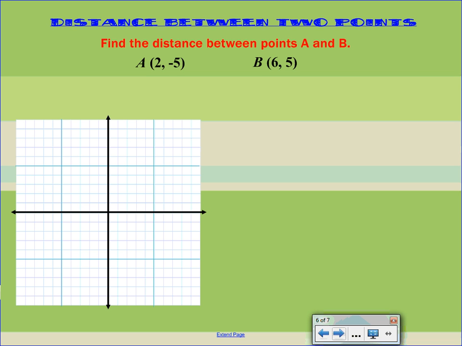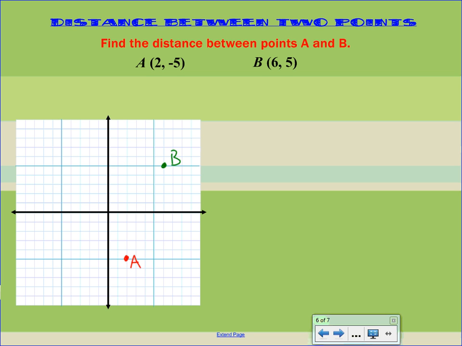All right, so let's take a look. We want to graph these 2 points, right? We're going to graph 2, -5. That means I go over to the right 2 and down 5, right? That's going to be A. So 2, -5 is going to be right here. That is our point A. Now point B is 6, 5. So I go to the right 6 and up 5. So B is going to be right here.